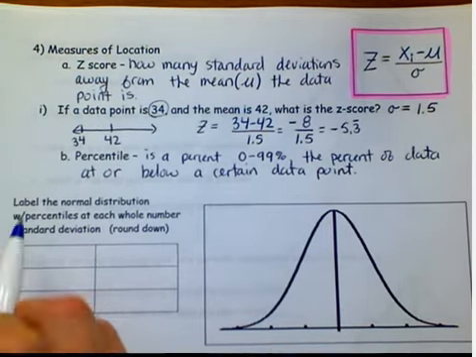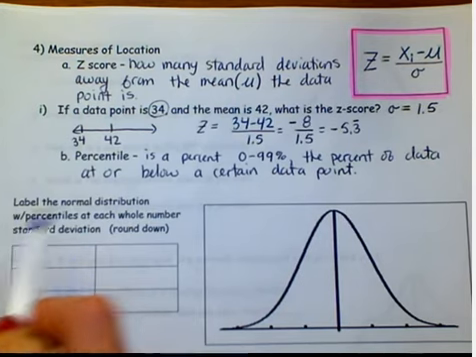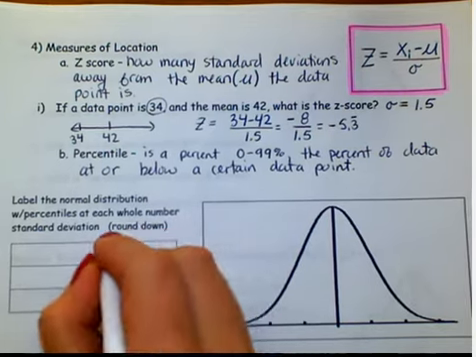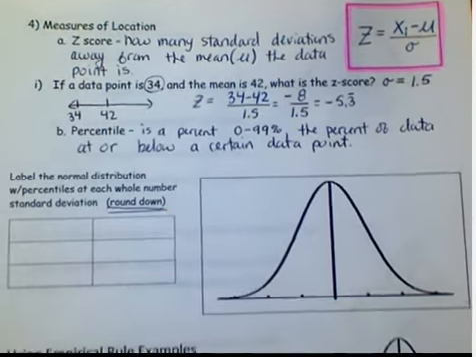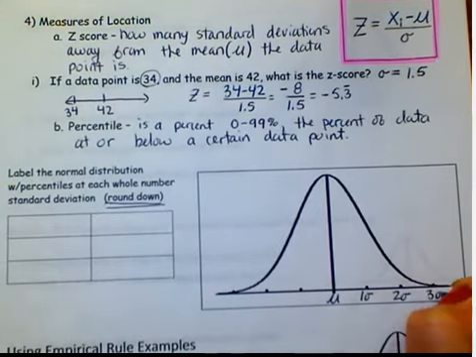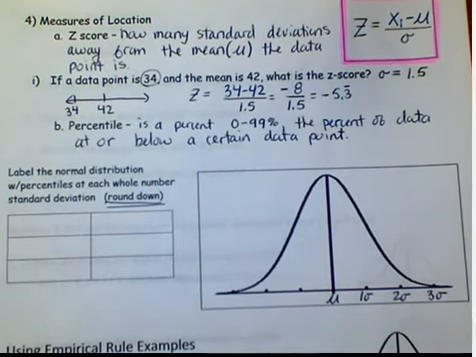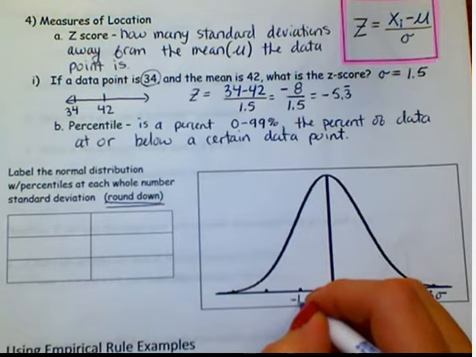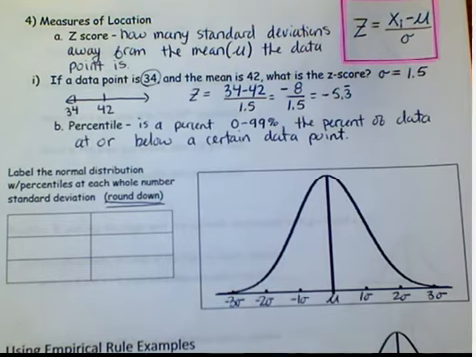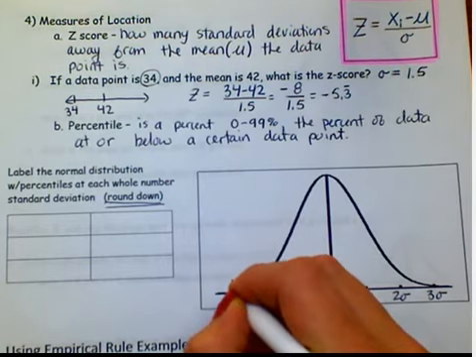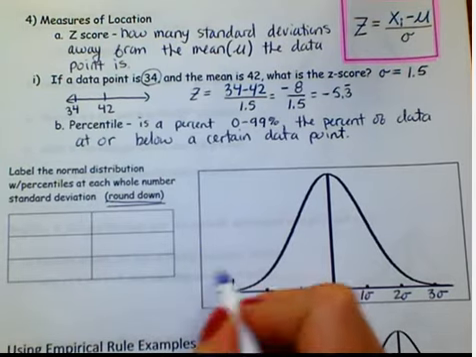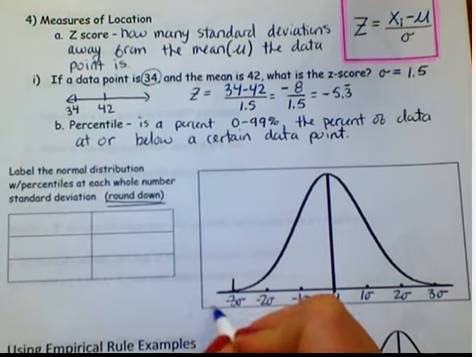All right, so let's do a little bit of labeling to see what this looks like. Here's our normal distribution, and we're going to label the normal distribution with percentiles at each whole number standard deviation. And this is rounding down. Okay, so let's go ahead and put mean, 1 standard deviation, 2 standard deviation, 3 standard deviation. Those are above the mean. So now let's label below the mean. -1, -2, -3. Okay, now we're going to start here at -3 standard deviations. And what percent of data falls below this point?